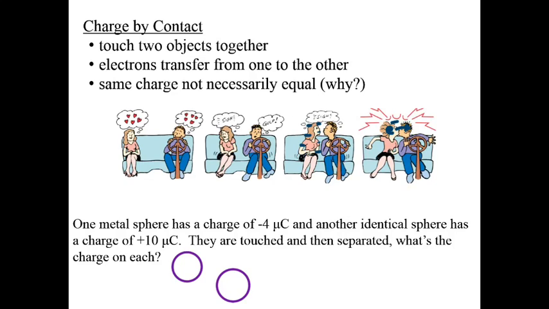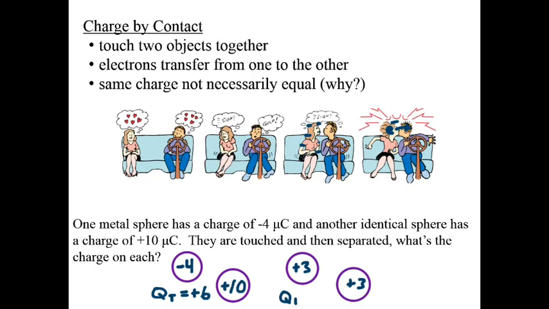One object has a charge of -4 microcoulombs, and the other object has a charge of +10 microcoulombs. I'm leaving off the micro. If the total charge on both of these spheres is +6, so if they touch and separate, and if they are identical objects, then they will wind up with identical charges, +3 and +3, which still gives us a total of 6 microcoulombs.